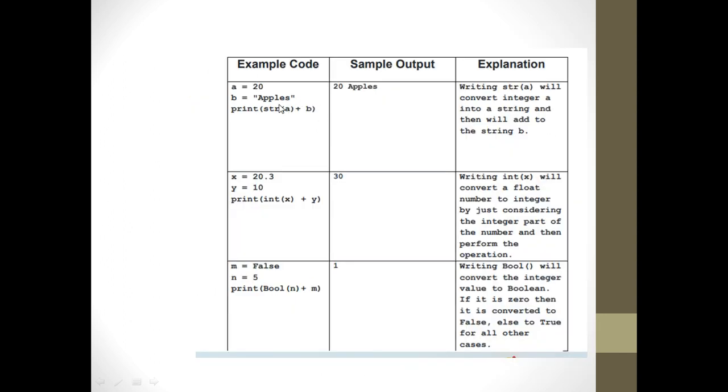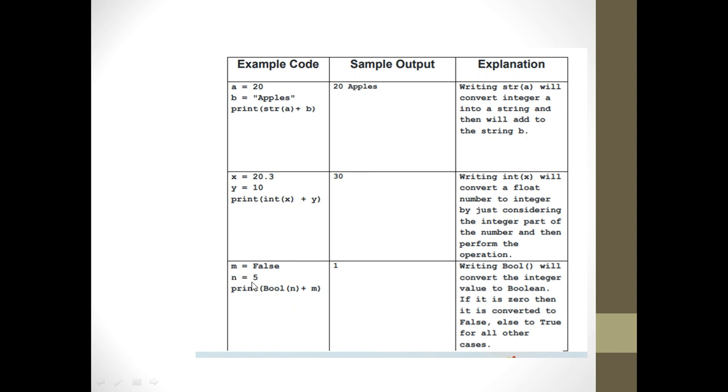Few more examples. See here, 20 plus apples. Here what I did is I changed this 20 to a string. So it became 20 as a string and apples. So it printed 20 apples. Here again 20.3 and 10. Now I changed this 20.3 to an integer number. So it became 20 plus 10. So the result became 30.